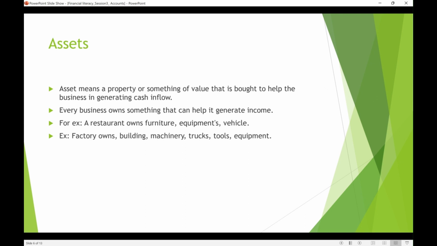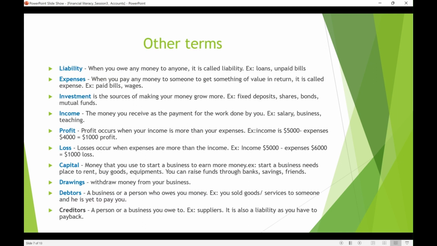Similarly, a restaurant has a kitchen cooktop, stove, or dishwasher. These are assets, along with furniture, everything to run the business. So every business owns something that can help it generate income. These are the examples I gave, right?